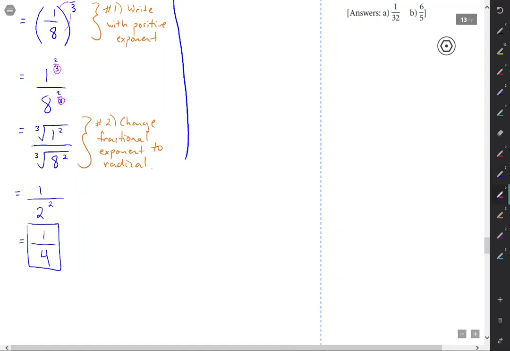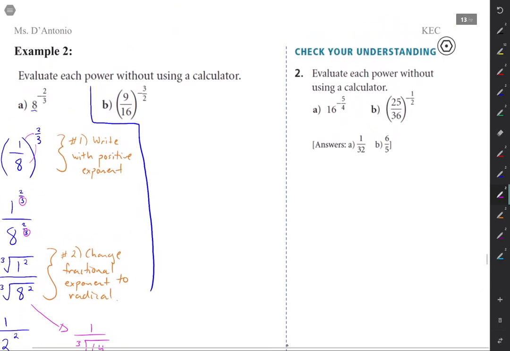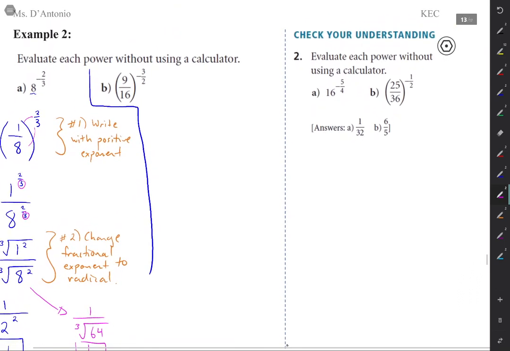Now you could have also done 1 over, and you could have done 8 squared first. So 8 squared is 64, and the third root of 64 is also 4. So you get the exact same answer either way. Finally, let's look at this one here. 9 over 16 to the power of negative 3 over 2.